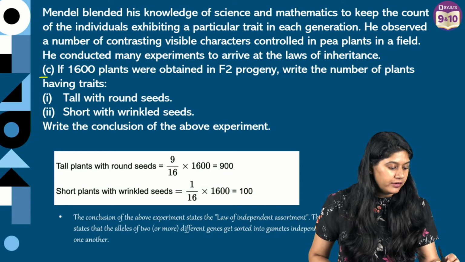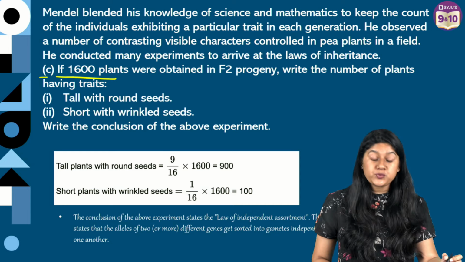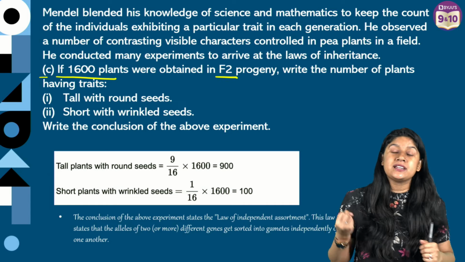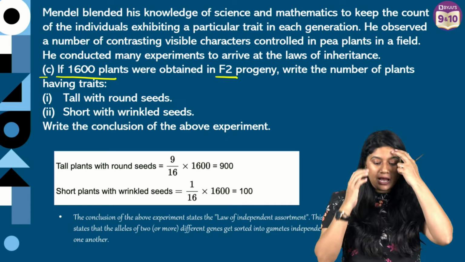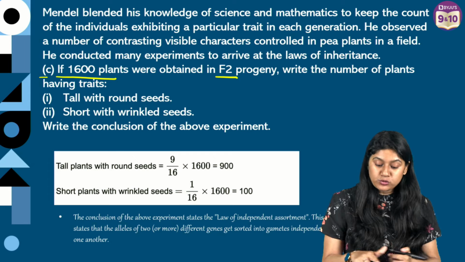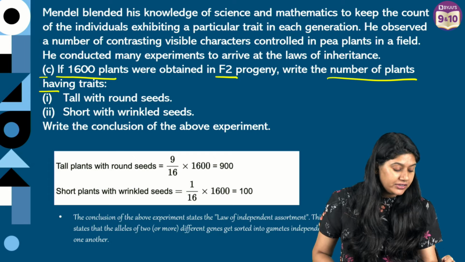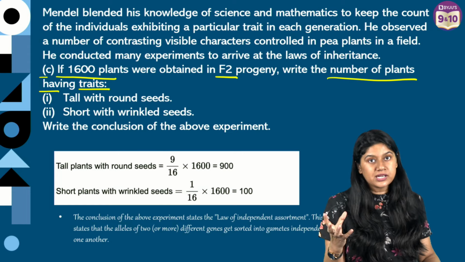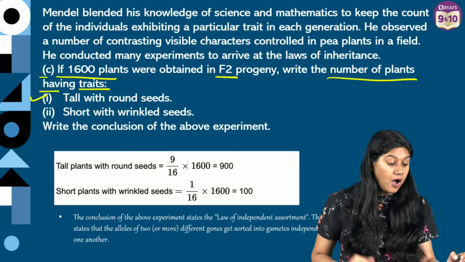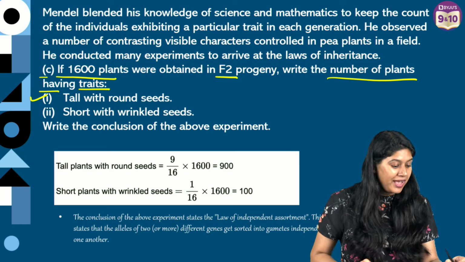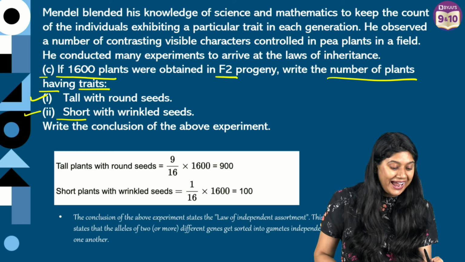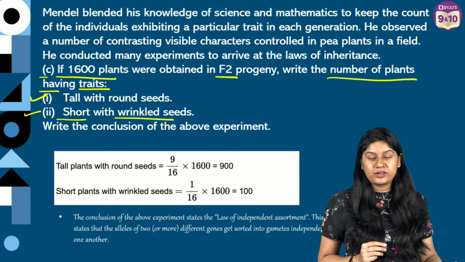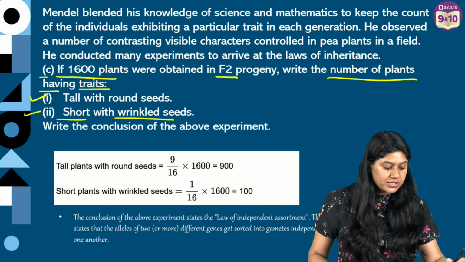The question is over here, if 1600 plants were obtained in the F2 generation. So we did the cross, right, and then we obtained 1600 plants in the F2 generation. We have to write the number of the plants having the trait. Now, how many of these 1600 plants? May say how many of them are tall and round and how many of them are short and wrinkled.